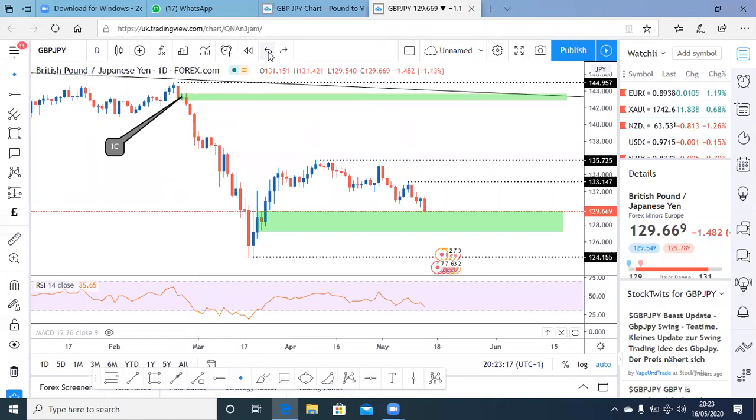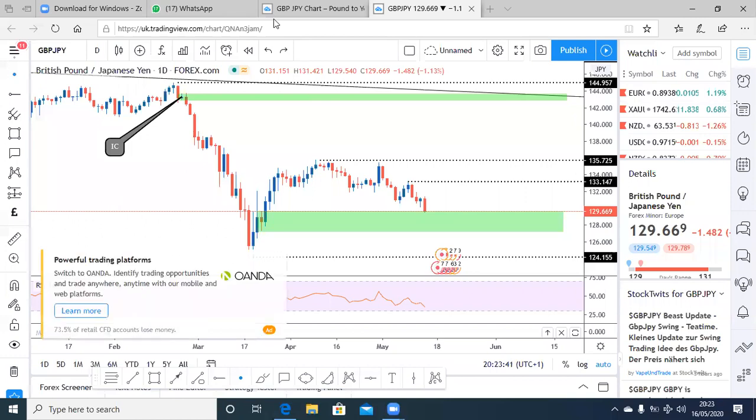Liquidity. If you know what liquidity is, give me a three in the chat box. I have one, two, three. How many people? Four, five, six. All right. One person said no, so I am going to go through what liquidity is.